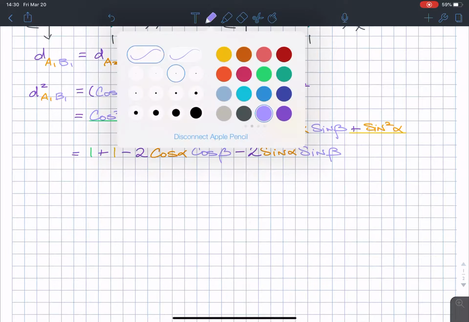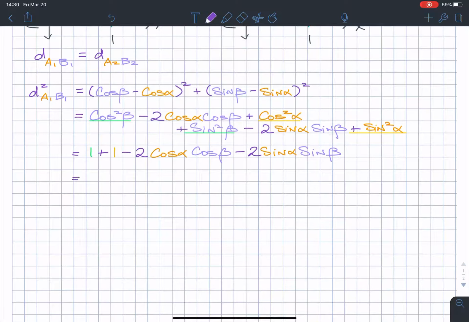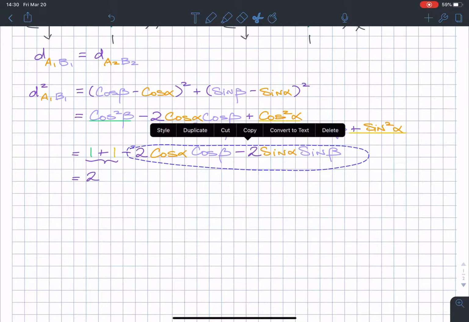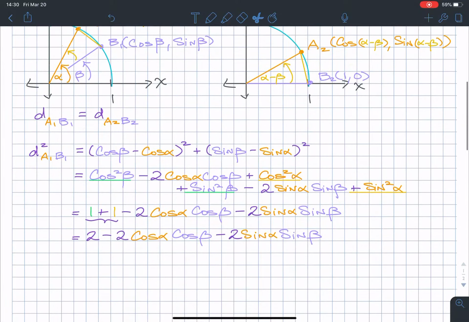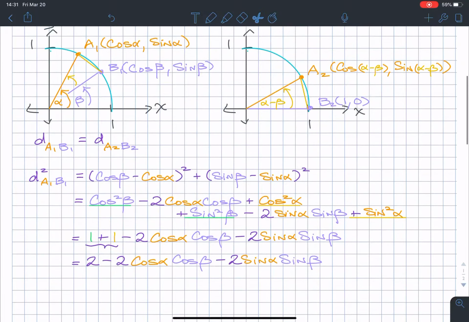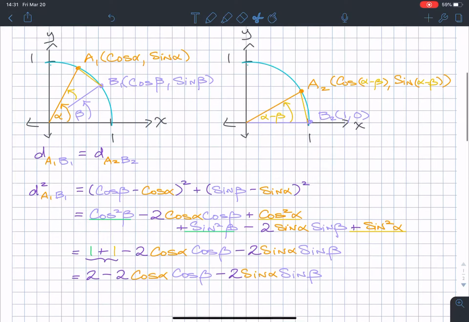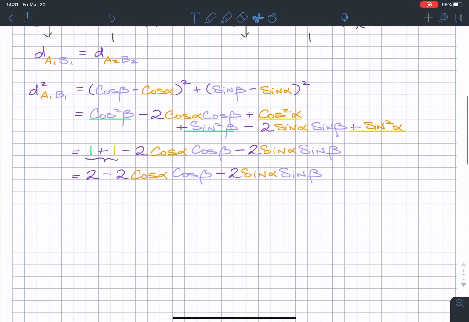And of course I can combine these first two into the number 2. So it's 2 minus 2 cosine alpha cosine beta minus 2 sine alpha sine beta. Okay, so that's the distance between A1 and B1. That is the left-hand graph.